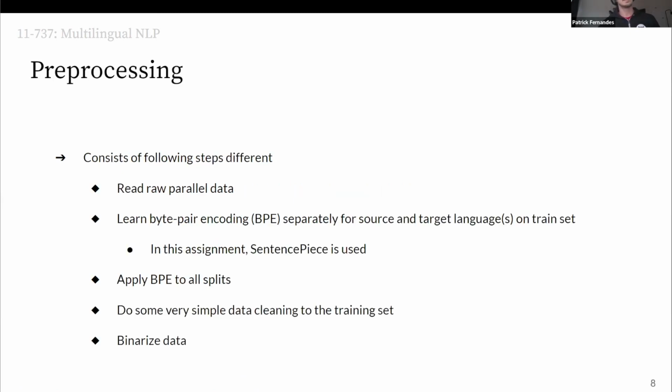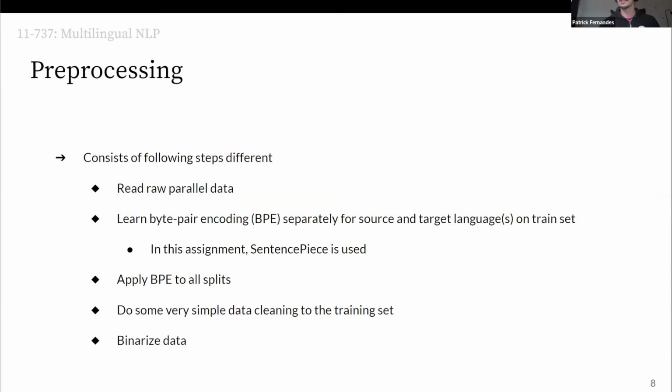To pre-process the data, there's a script that does the following steps. It will read the raw parallel data. It will learn byte pair encodings separately for the source and target languages. In particular, this assignment will use SentencePiece, which is a particular implementation of byte pair encoding. We'll apply BPE to all splits. There's also a very minor data cleaning pipeline, which just filters based on the size of the sentences. And finally, you'll binarize the data, which makes it efficient for Fairseq to train.